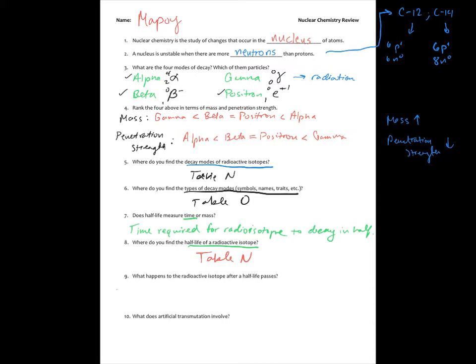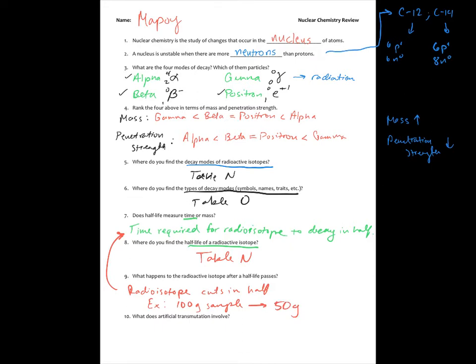So this goes back again to number 7. What happens? The radioisotope cuts in half. So an example of that is a 100-gram sample breaks down into 50 grams.